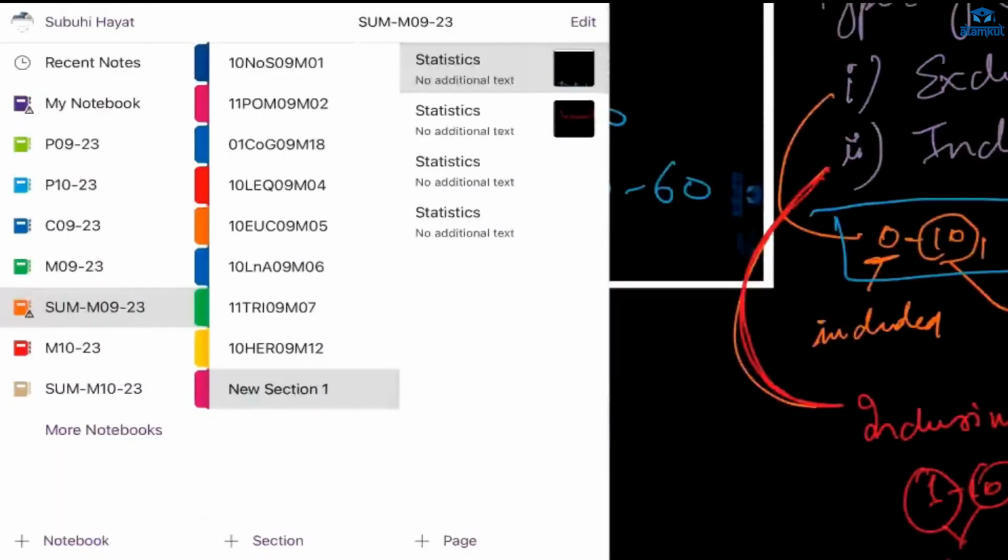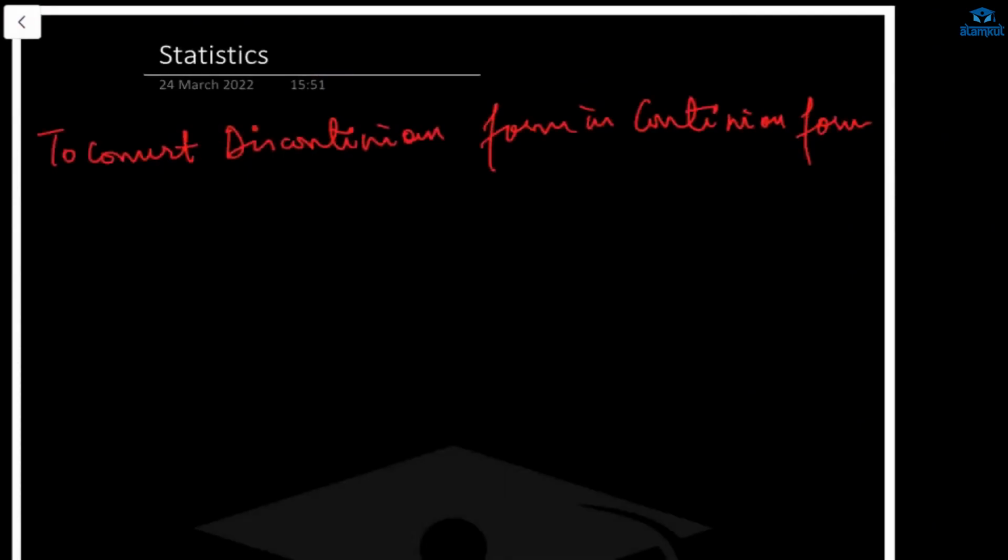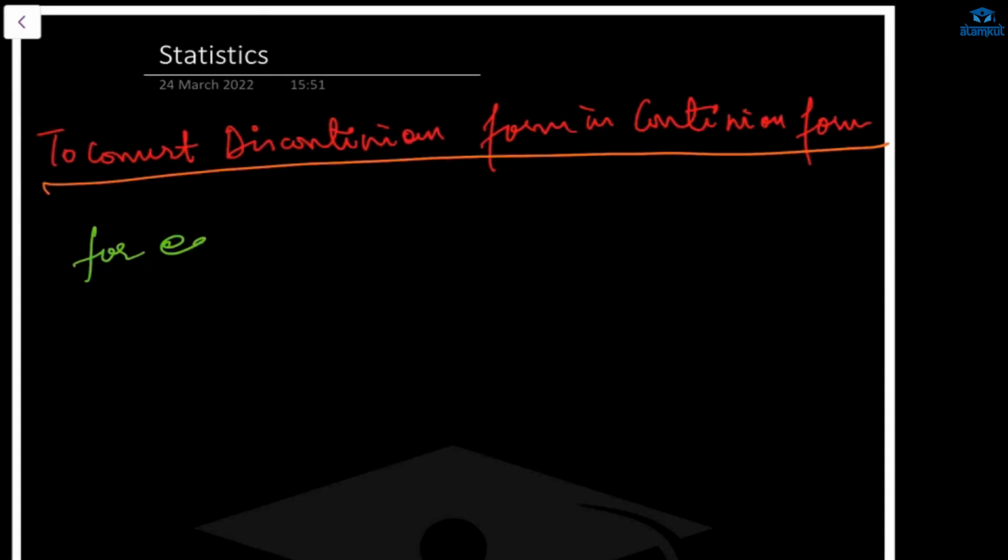Now, one more important topic you have to see here, that is to convert discontinuous form into continuous form. So how are you going to convert discontinuous form into continuous form? Let's see by example. Suppose we have class interval 11 to 20, and then the next class interval is 21 to 30. You have to take two class intervals side by side.